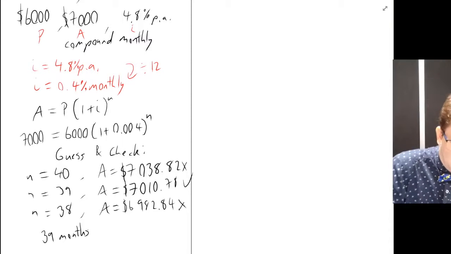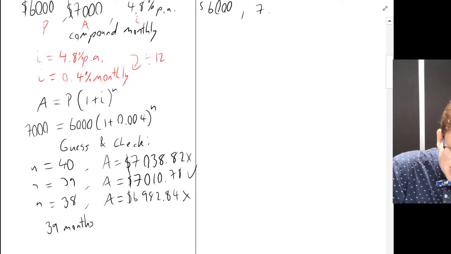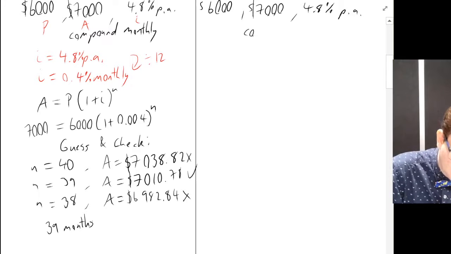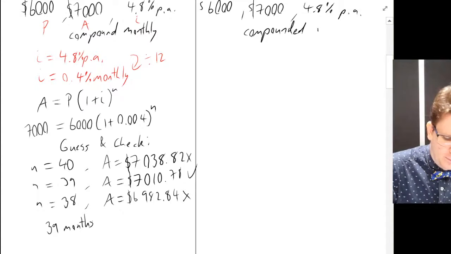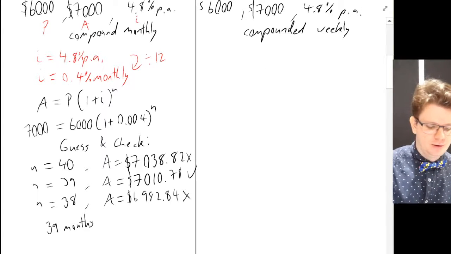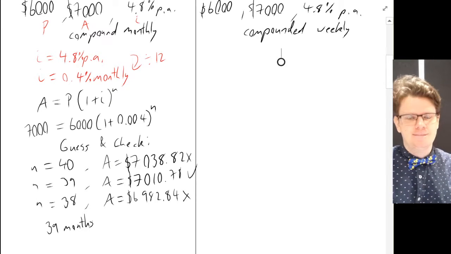Alrighty. So I'll give you the same question. $6,000, $7,000, 4.8% per annum, compounded, and this time let's go for weekly. Remember, 52 weeks in a year, so you should be probably putting a fair few numbers in before you're going to find it. Pause the video, have a go.